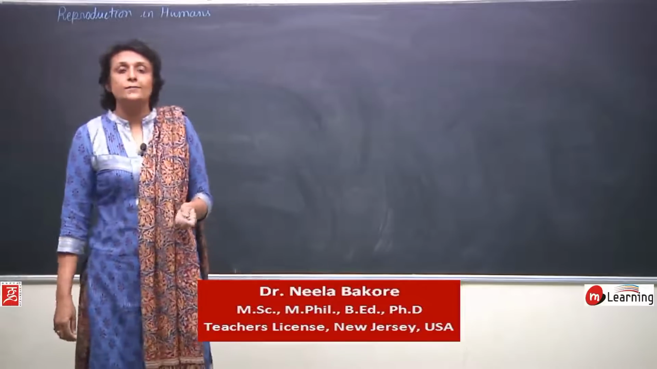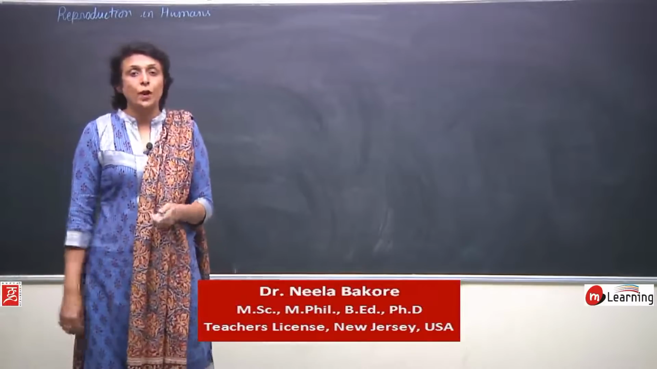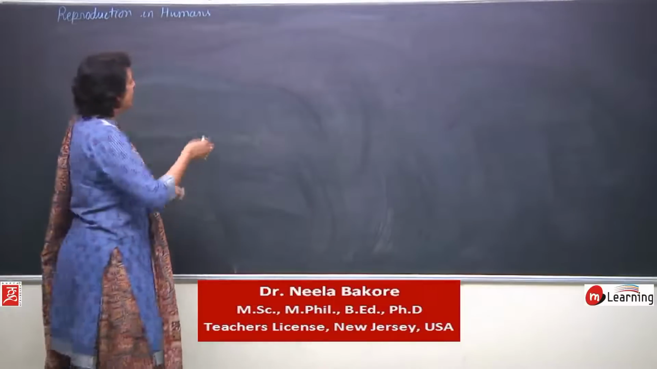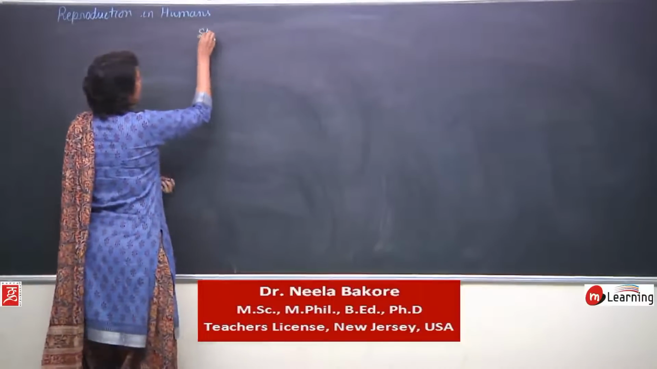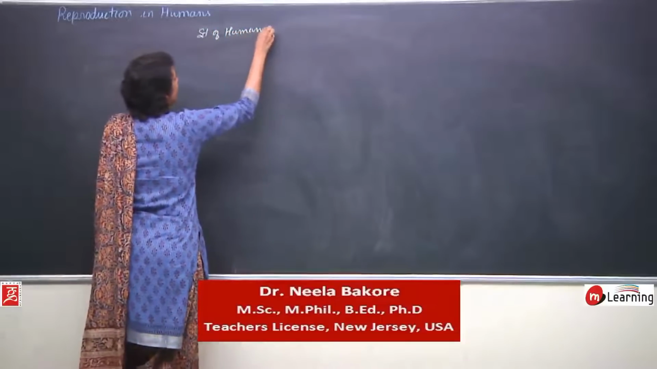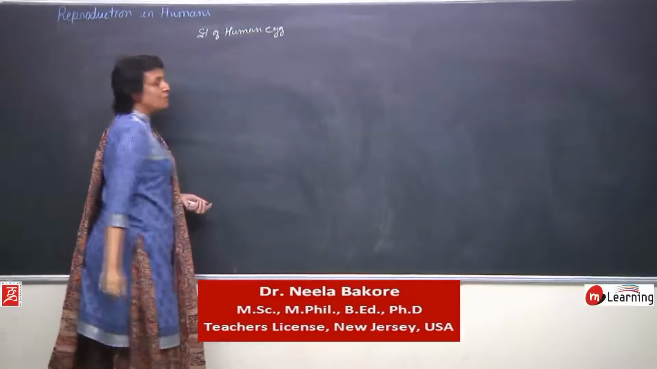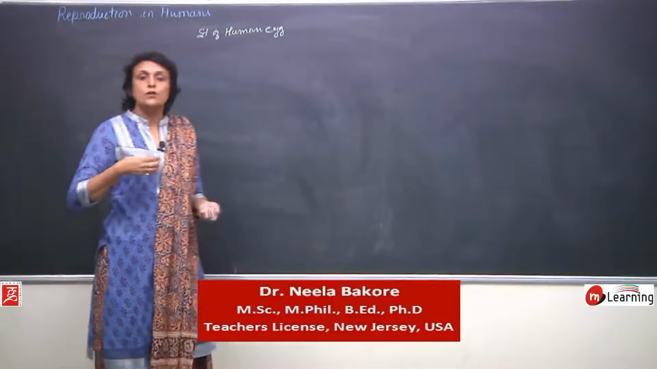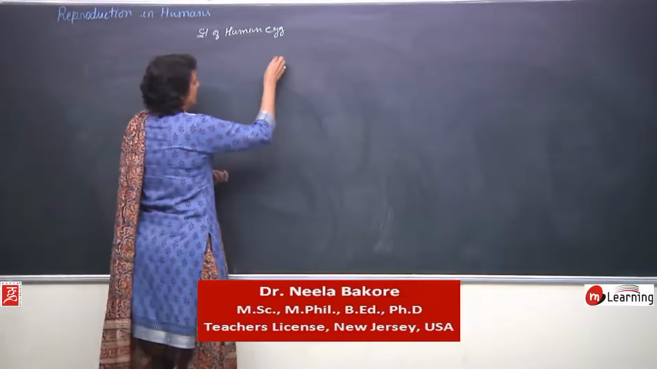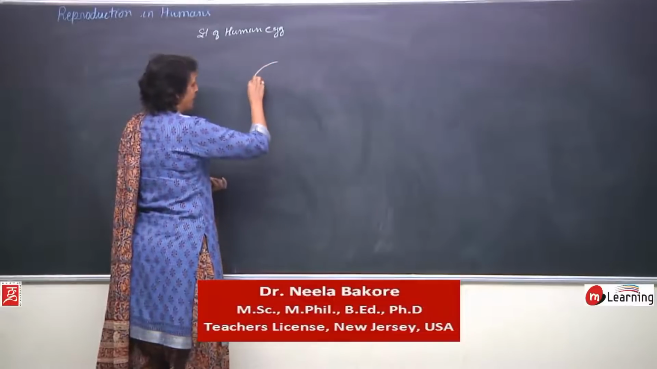So now, after understanding the process of oogenesis, let us see what all things are present in the egg. So this is the structure of human egg. And because we are seeing the inner structure also, you can say it is a section or a vertical section. The egg is spherical.